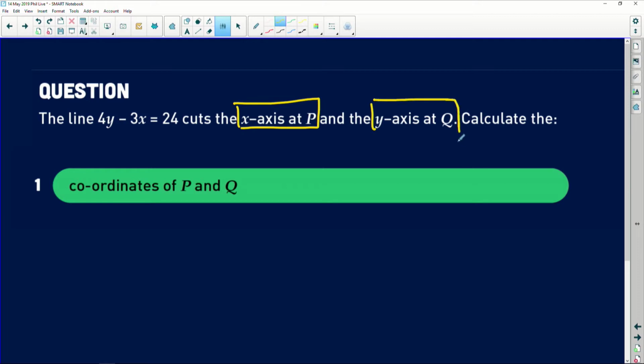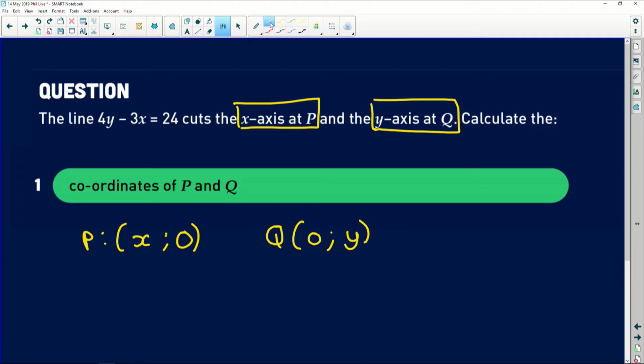Okay, so what you guys need to make sure you note here, cuts the x-axis at P and the y-axis at Q. That should immediately tell you something: that at P, the y value is 0 and there's some x value. And at Q, it's the other way around. Because it cuts the y-axis at Q, x is 0 and it has some unknown y value.